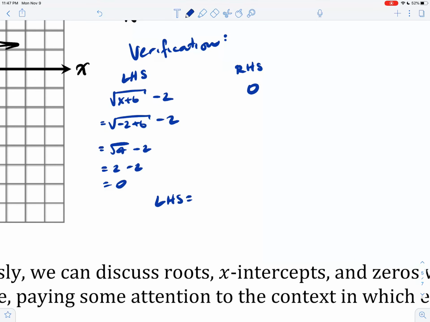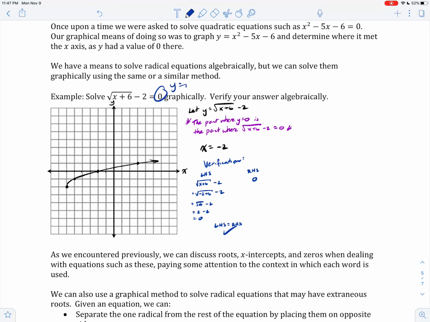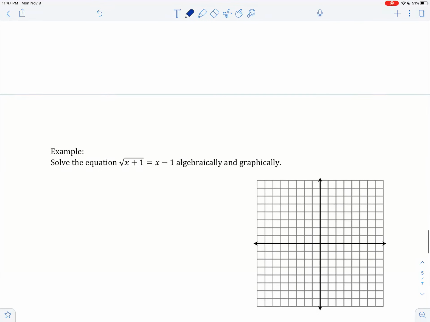So the left-hand side is equal to the right-hand side. We good. So we've solved and verified that particular equation. That's done. Now, as stated earlier, we could also have graphed the right-hand side. We could say let y equal 0 and graph that. That's this line right here, known as the x-axis. And it's still that point of intersection with it that would be our result.